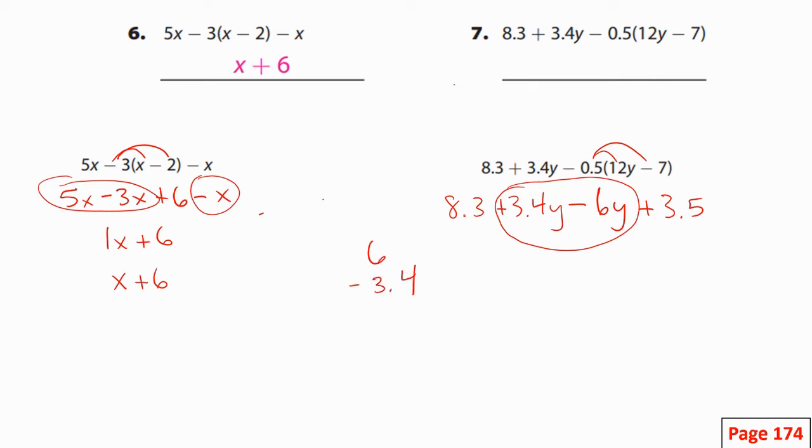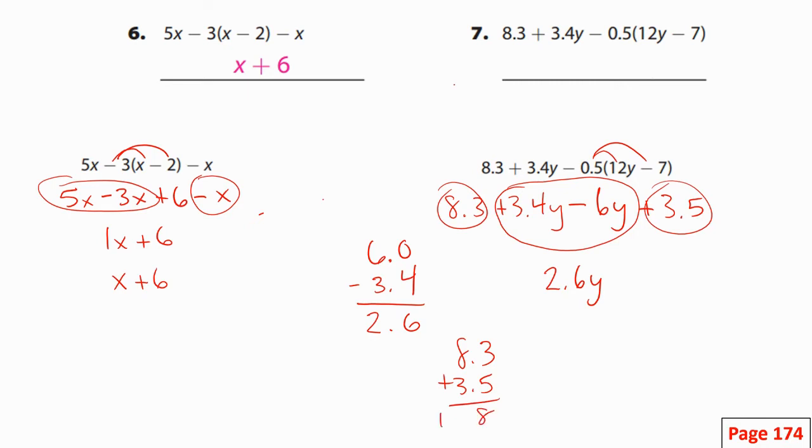And 6, you have to line up your decimals. 6.0. 10 minus 4 is 6, and 5 minus 3 is 2. So that should be 2.6y. And then I have 8.3 plus 3.5. Well, 8.3 plus 3.5, that's 11.8. So that's plus 11.8. And that should be our answer there.